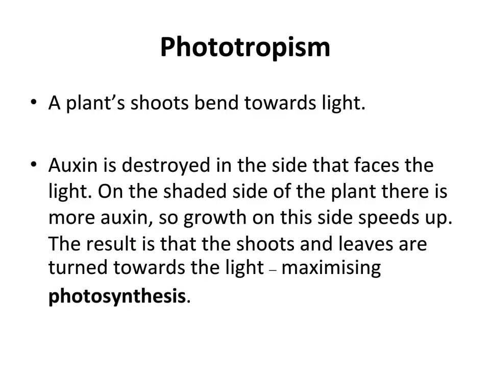Phototropism. How a plant responds to light. The green part of a plant that we can see is called the shoot. That normally bends towards light. This is because auxin is destroyed by light, so more auxin builds up on the shaded part of the plant. This makes the shaded part grow faster than the part in light, so the plant will bend towards the light source, which is good for the plant because it maximizes photosynthesis.